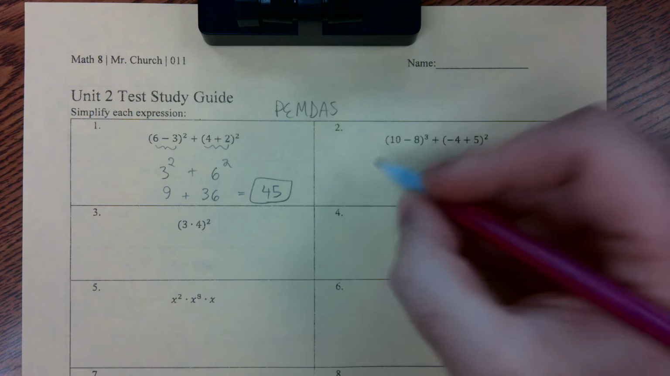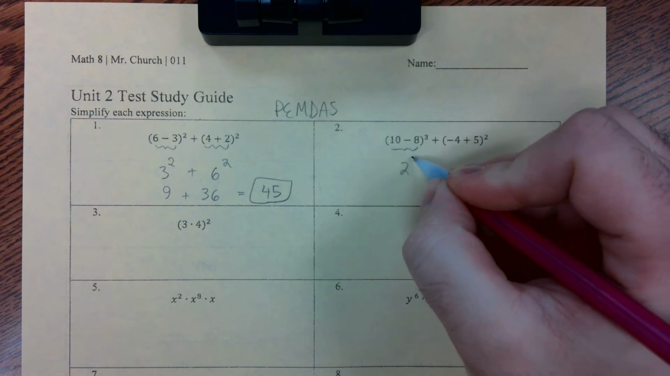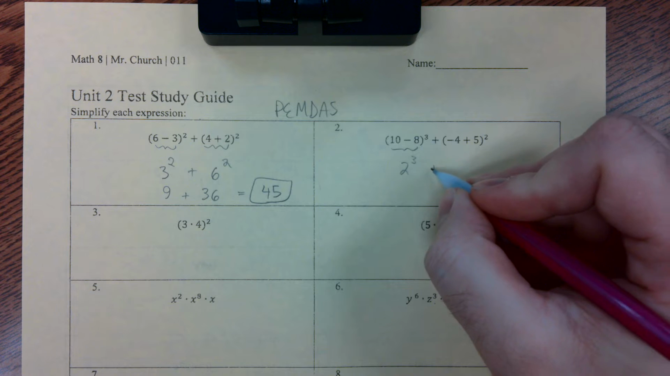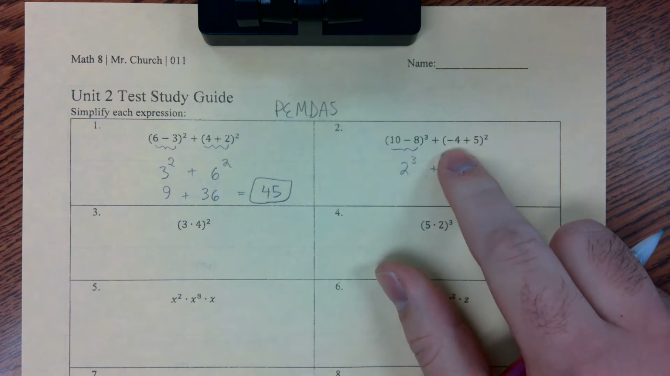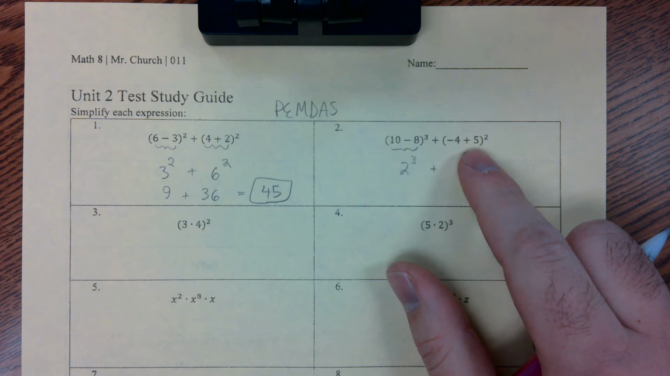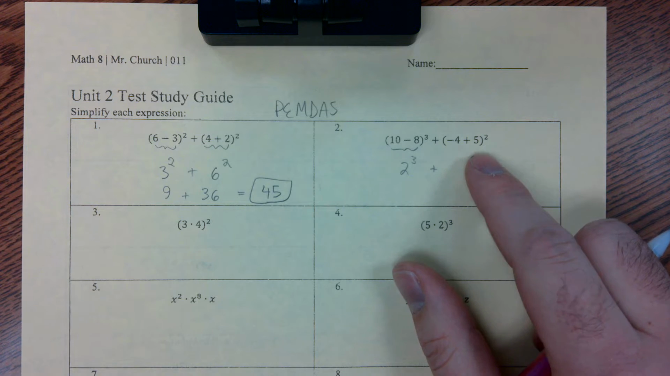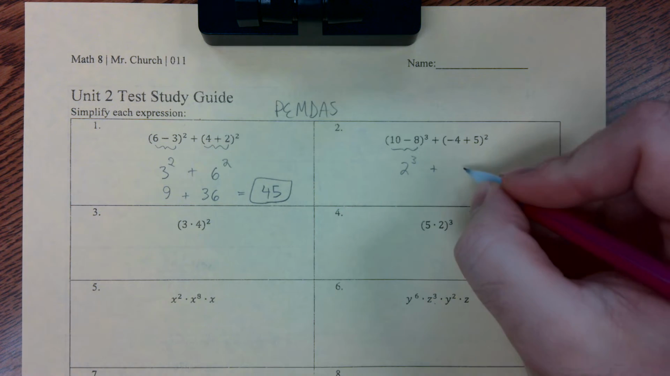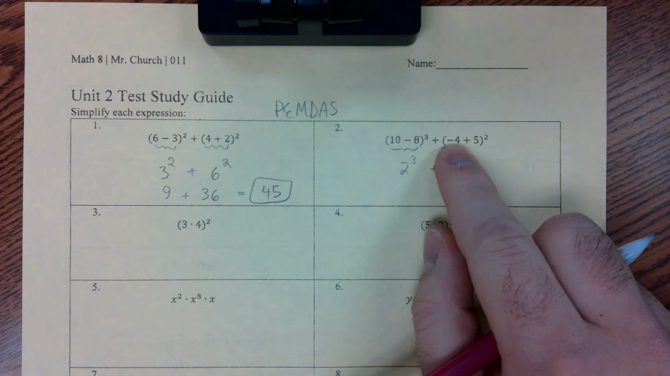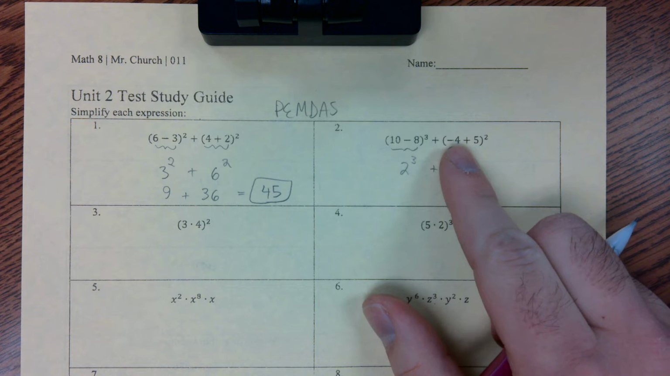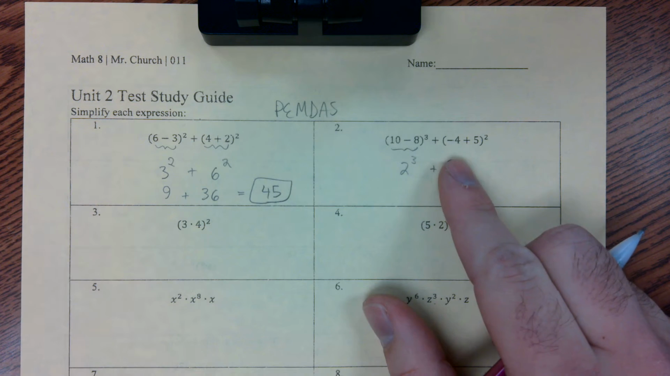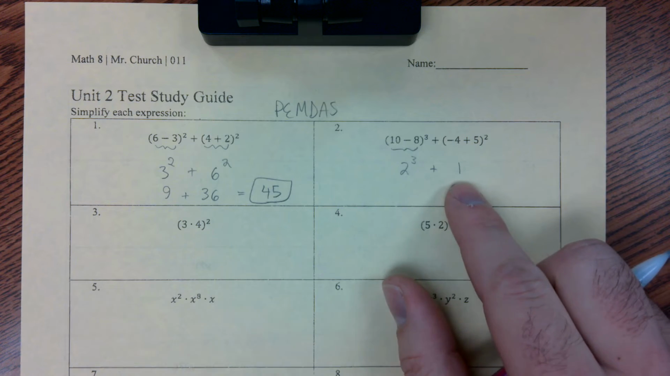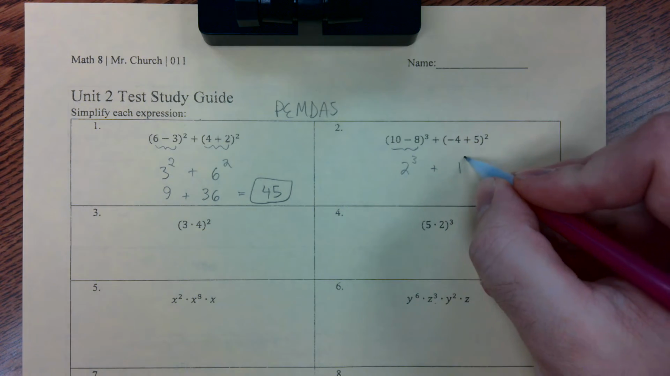Same thing with number 2. 10 minus 8 is 2. Keep that third power. And then what's negative 4 plus 5? Negative 4 plus 5 is positive 1, because if we start at negative 4 on the number line and we move 5 spaces to the right, we land at positive 1. And we got to square that as well.